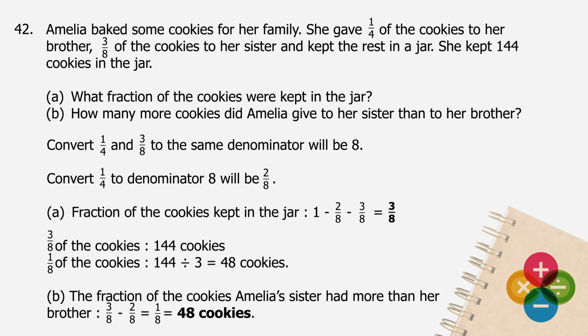The fraction 3/8 is equal to 144 cookies. Divide 144 by 3, and the quotient is 48. 1/8 is equal to 48 cookies. The fraction of the cookies Amelia's sister had more than her brother will be, subtract 2/8 from 3/8, and the difference is 1/8, which is equal to 48 cookies. The answer is 48 cookies.